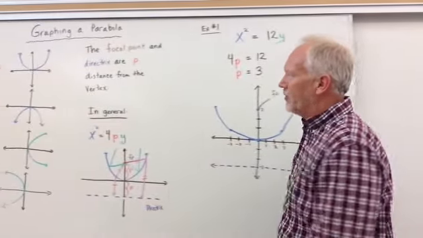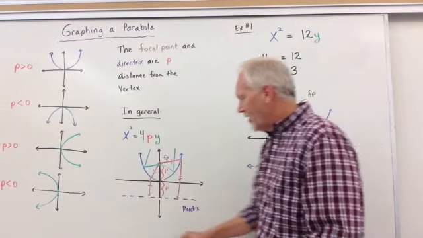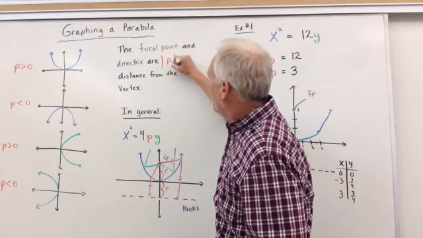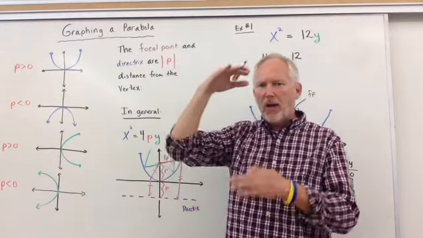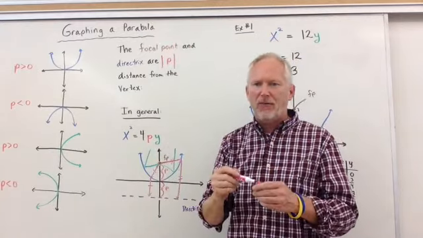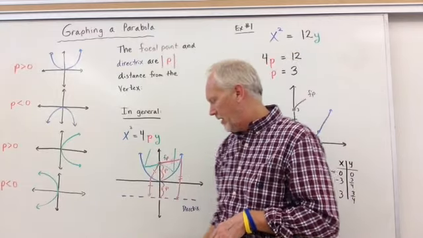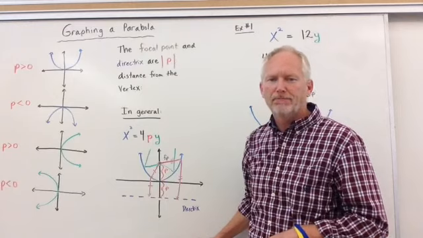And what we might want to do is just to clarify, that distance is the absolute value of p because we're going either up and down or side to side for that p value to get those directrix and your focal point.